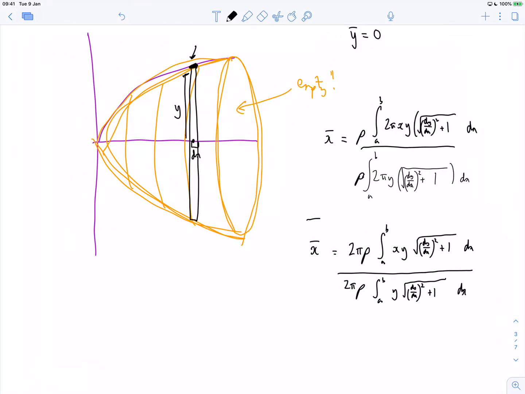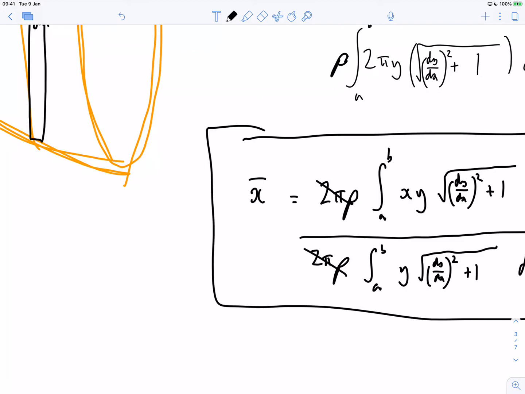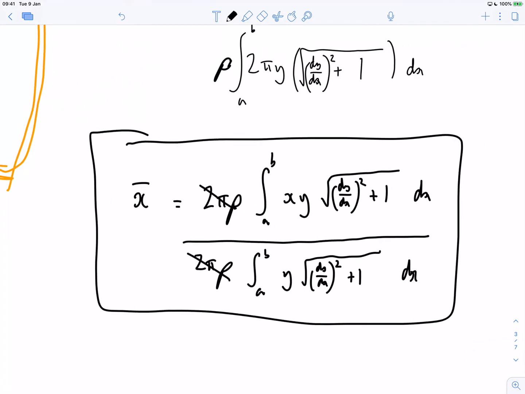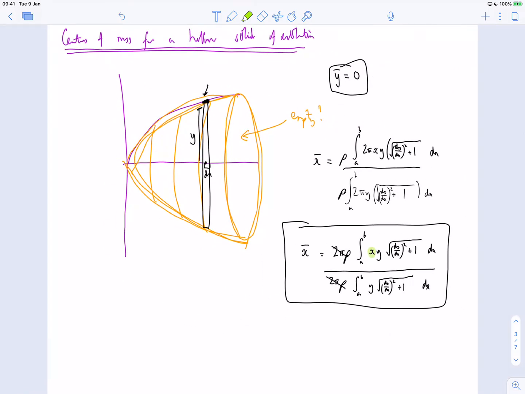Okay, so it looks a bit nasty, but you can see the 2 pi rhos will always cancel, and then one integral is very similar to the other. The only difference is you're multiplying x into the top one, so maybe it will work out, maybe it won't. And for a similar reason, if I wanted to rotate around the y-axis, all that would happen is x bar is 0, and this would be the new formula for y bar, so you'd swap all the x's and y's around.